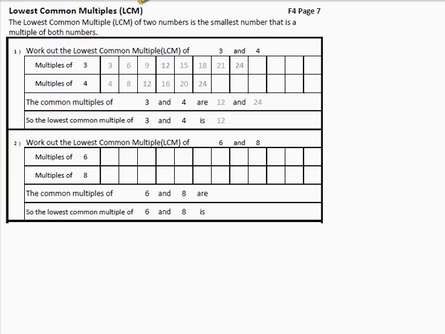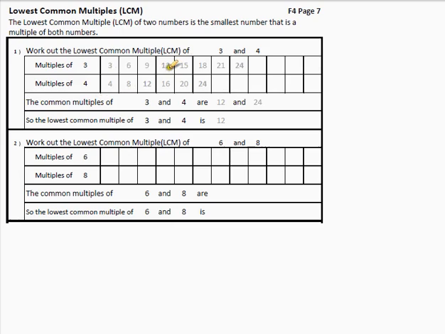We have to learn how to work out a lowest common multiple. We've already done that also in a previous video. But let's quickly check if you remember how to do it. What's the lowest common multiple of 3 and 4? Write down your multiples of 3, it's the times table. Write down your multiples of 4, it's the times table.